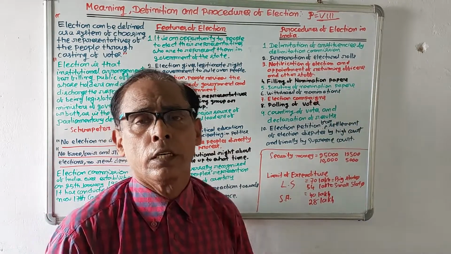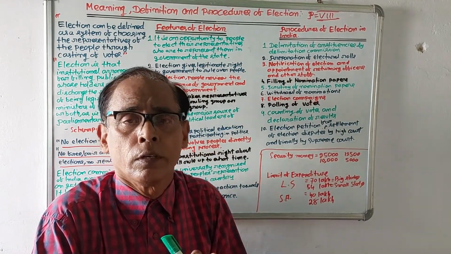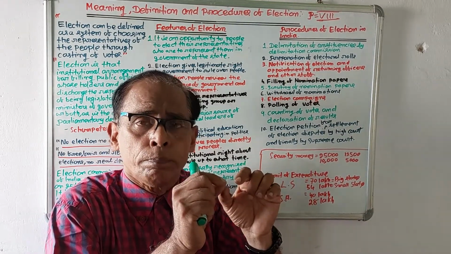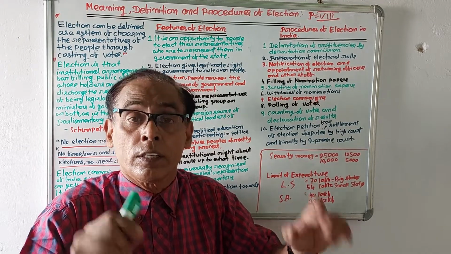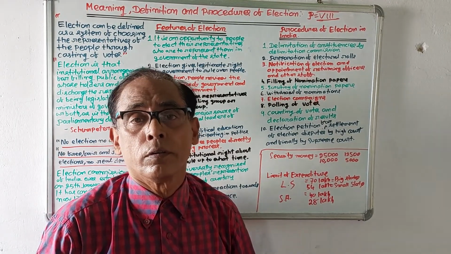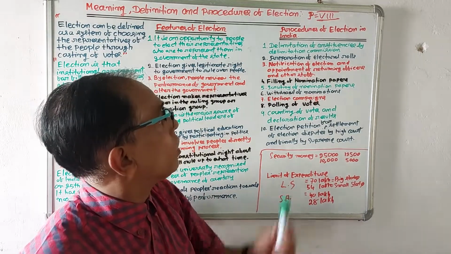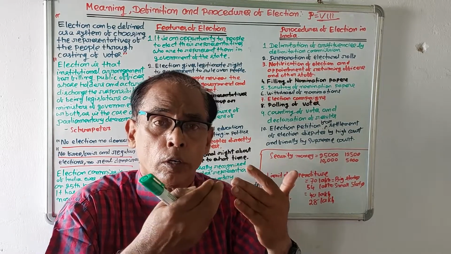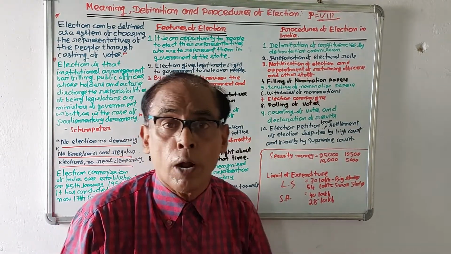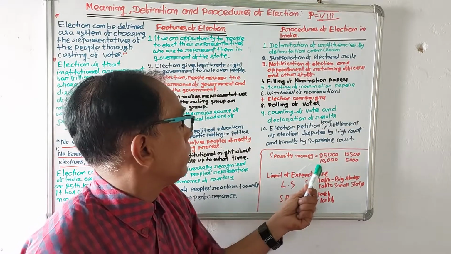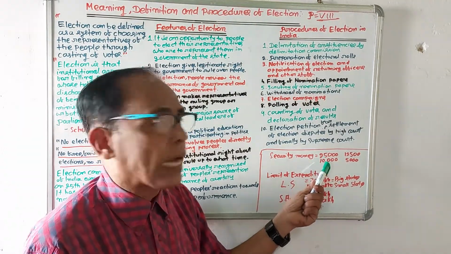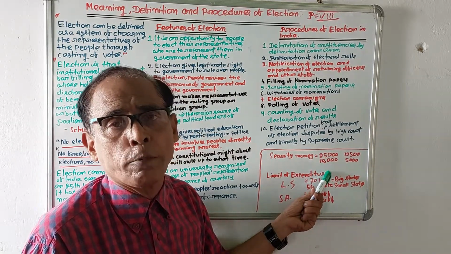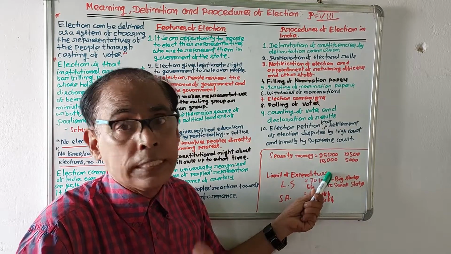The fourth procedure is the filing of nomination papers. A date will be given, so candidates will come and file their nominations under the returning officer. They will have to deposit some fees. For example, for Lok Sabha, a candidate will have to deposit 25,000, and in the state assembly election, a candidate will have to deposit 10,000 rupees.